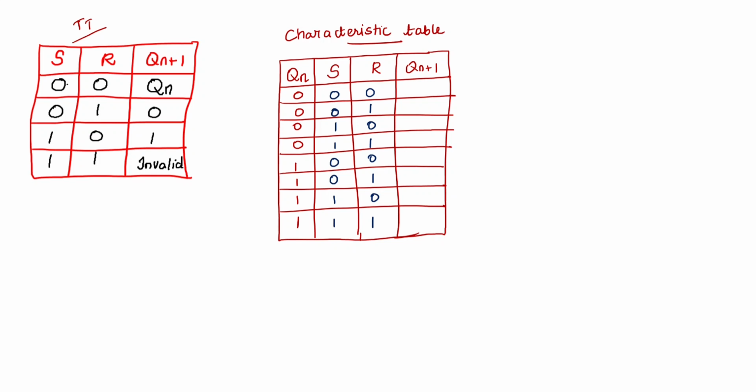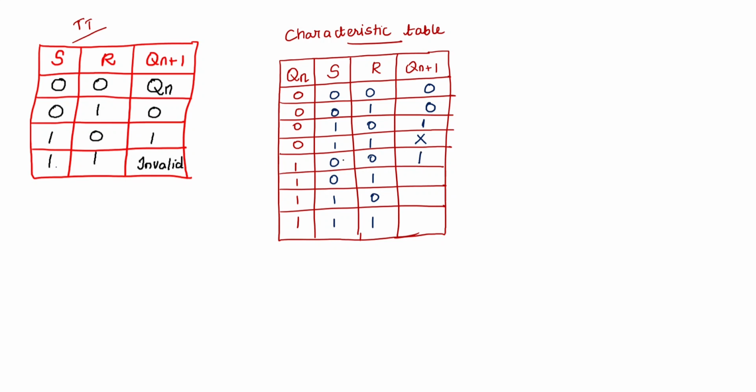See, S is equal to 0 and R is equal to 0. What about the next state Qn plus 1? So Qn plus 1 equals Qn. When S is equal to 0 and R is equal to 1, the next state is 0. When S is equal to 1 and R is equal to 0, the next state is 1. When S is equal to 1 and R is equal to 1, the state is invalid, an unknown state.